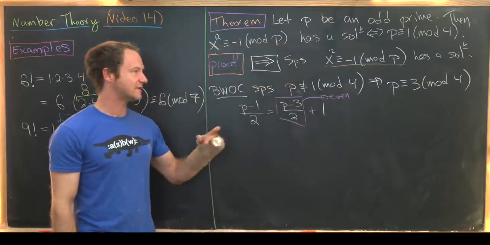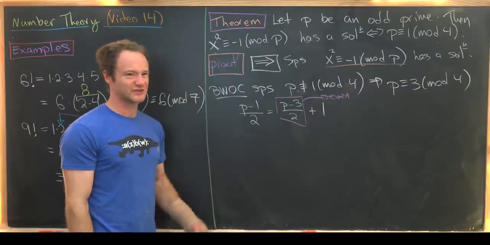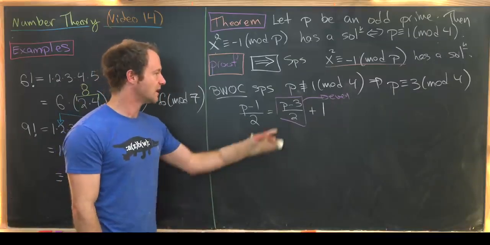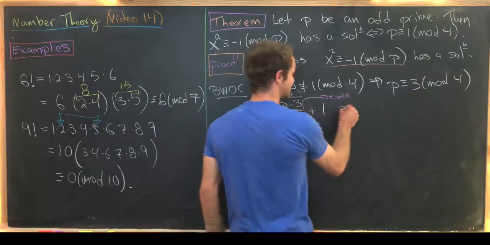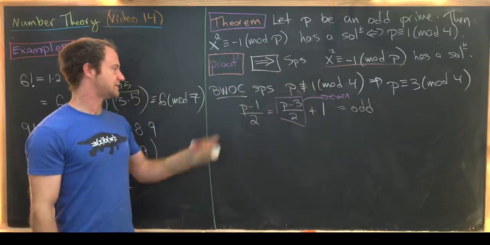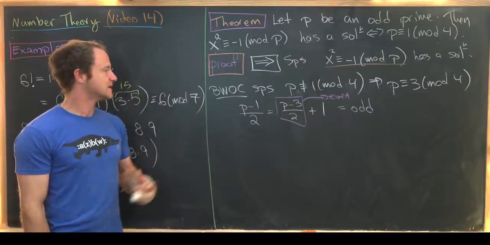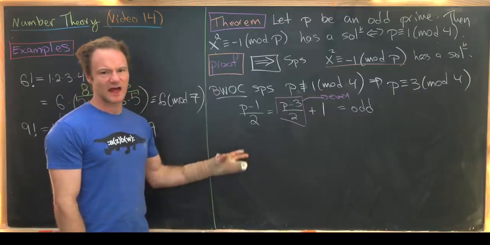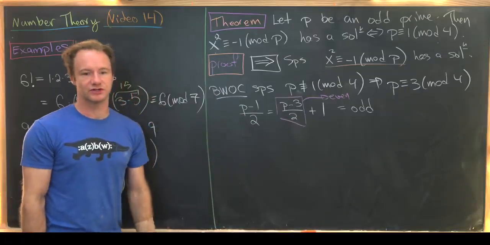So I'll put this in a purple box and just say that this is even. How do we know that's even? Well, we know that from this congruence here using an argument which is parallel to what we saw in the proof of the previous direction. But we've got the purple box, which is even, plus 1, which means this entire thing must be odd. So in other words, (p minus 1)/2 is odd. Okay, so now let's take our number x and raise it to something involving (p minus 1)/2.